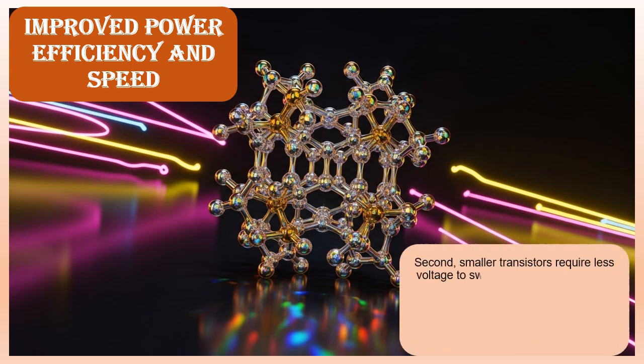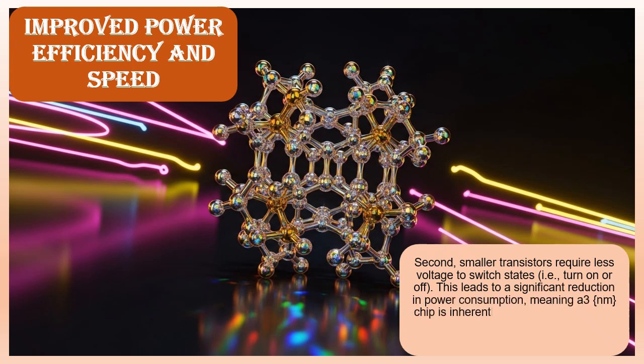Second, smaller transistors require less voltage to switch states, i.e., turn on or off. This leads to a significant reduction in power consumption, meaning a 3 nm chip is inherently more power efficient than a 5 nm chip, resulting in longer battery life for the smartphone.